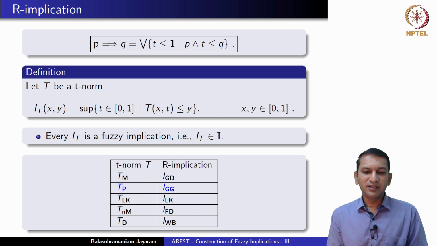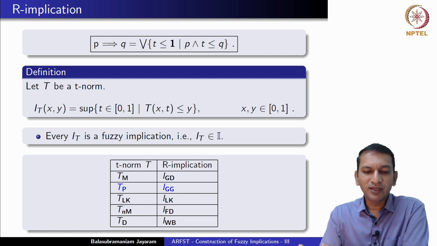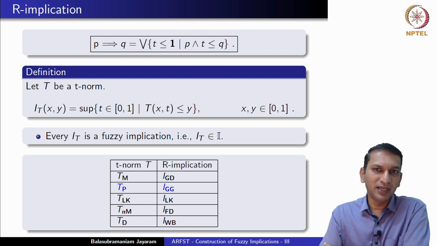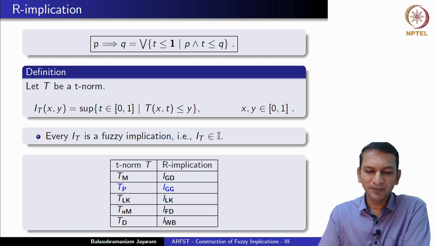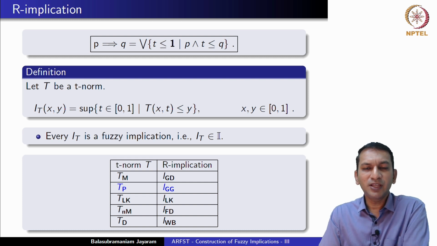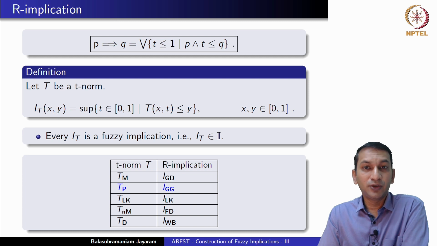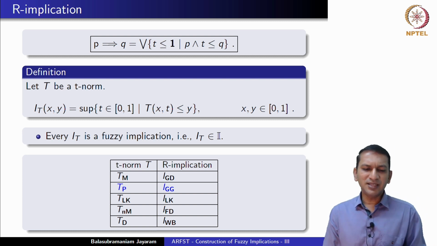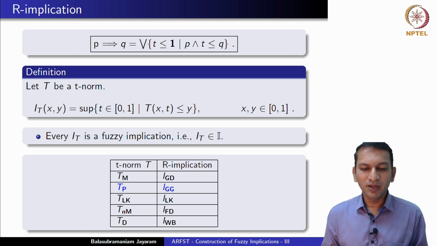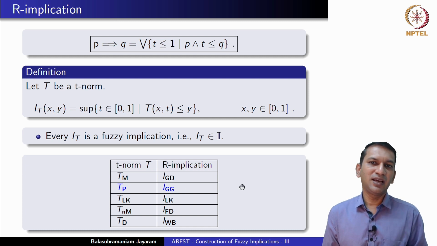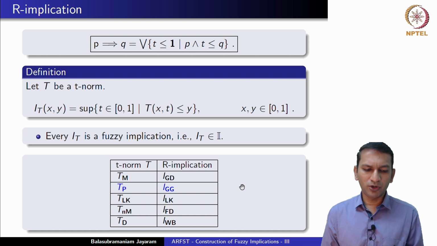We have also noted that these basic fuzzy implications of Gödel, Goguen, Lukasiewicz, Fodor and Weber actually belong to this family of R implications. In the last lecture, we have seen how to obtain the Gödel implication as an R implication from the minimum T-norm. In this lecture, let's take up one more such T-norm, that of the product T-norm, and we will go ahead to show that the Goguen implication can be seen as an R implication obtained from the product T-norm.